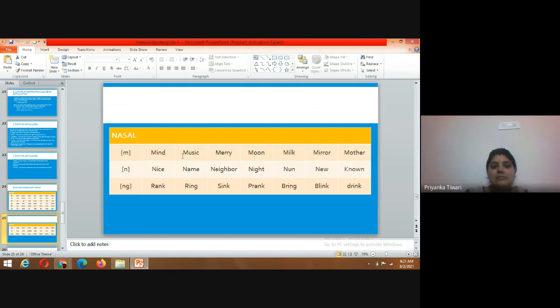Now we are moving on to the nasal sounds. M: mind, music, marry, moon, milk, mirror, mother. N: nice, name, neighbors, night, none, new. Ng: rank, ring, sink, prank, bring, blink, drink.